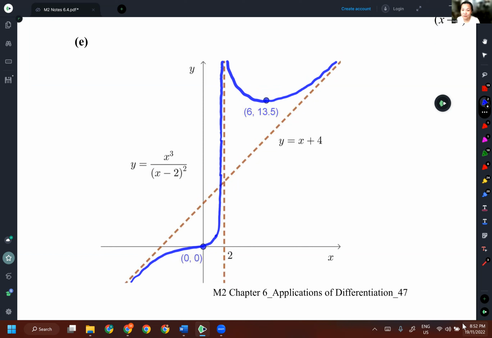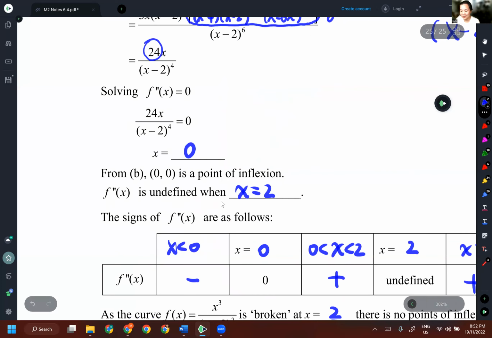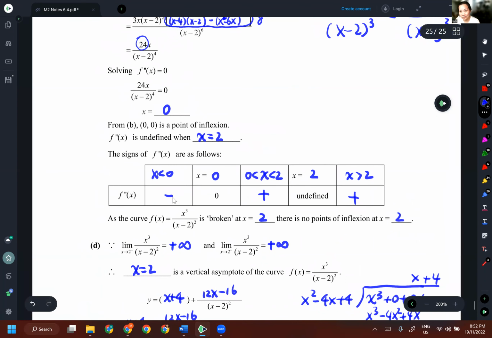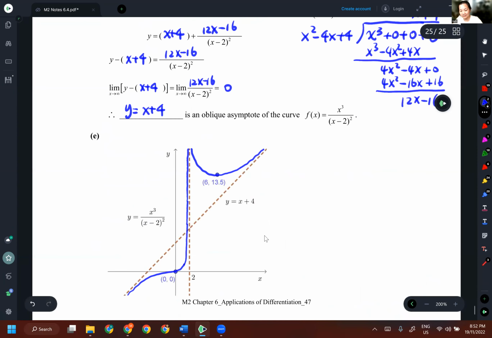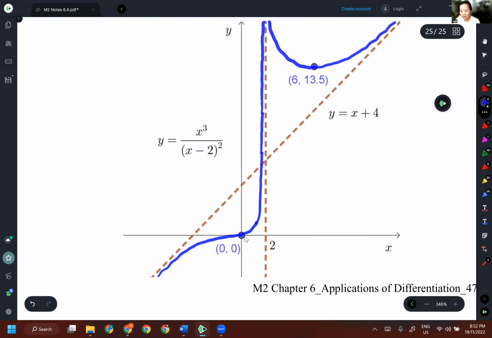Now, if you go through A to E, you find that it's all consistent. Saddle point. Very near the asymptote, left-hand side infinity, right-hand side infinity. Concave up here. Concave up here. Concave down here. Now, look at this table. Concave down, concave up, concave up. You see, negative, positive, positive. And then here, concave down, concave up, concave up. So that's it.